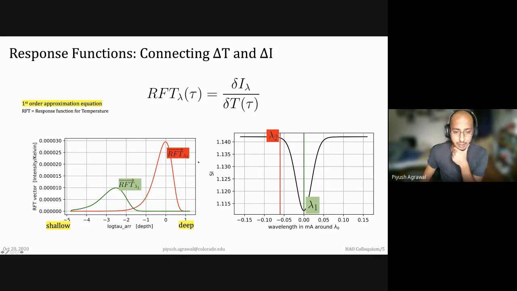This is clearer in the plot here. In the bottom left plot, I'm plotting the response function on the y-axis, and the x-axis is the depth, and the right side is the spectra versus the wavelength.